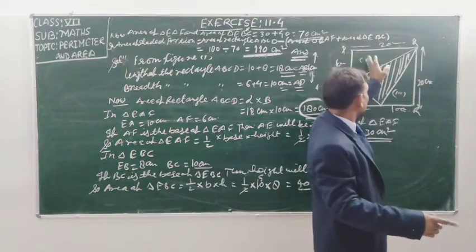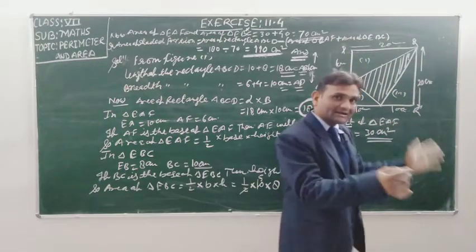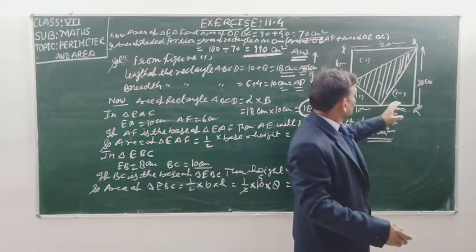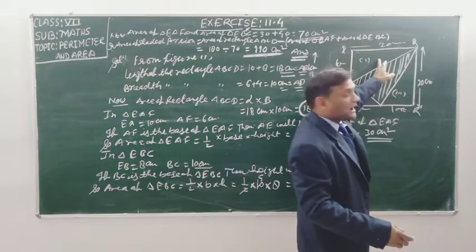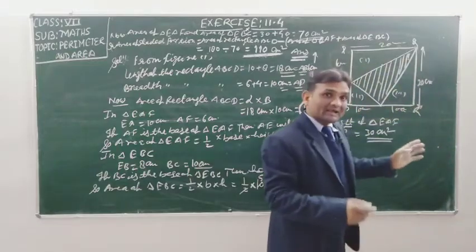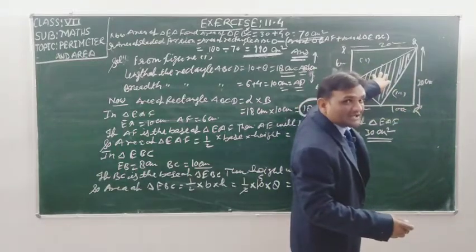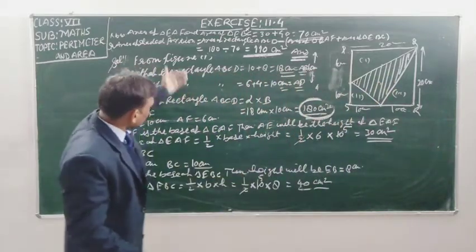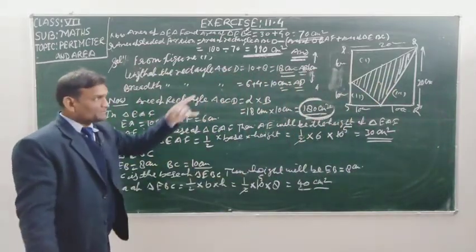Add the area of all three triangles which are not shaded. At last subtract the area of the three triangles from the area of the square, then you will be able to find out the area of the shaded portion. Same, student, you will solve that part the same way you solved that question.